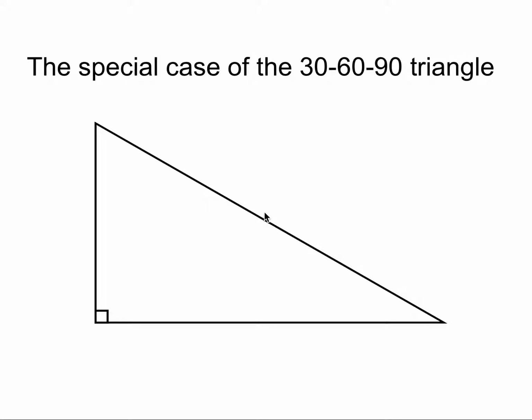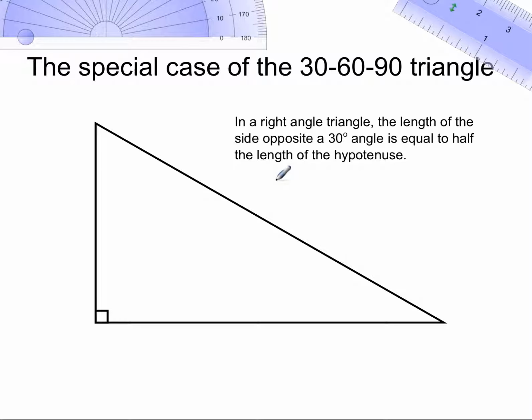Today we're looking at the special case of the 30, 60, 90 triangle. What does this mean? Well, it means a triangle that has the angles 90, 60, and 30. So we're going to see that there is a very special relationship that we can use here to simplify our lives. So here we have a 30, 60, 90 triangle.